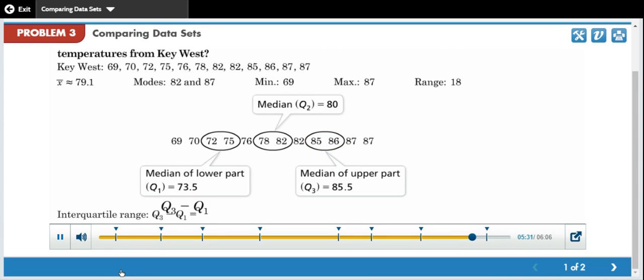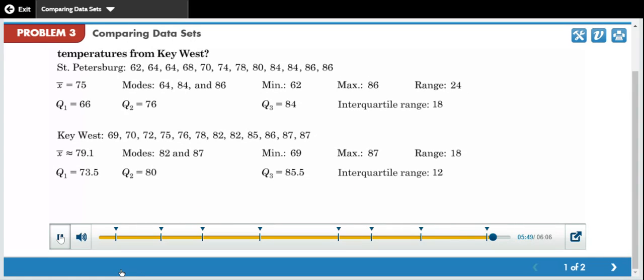Finally, find the interquartile range. So 85.5 minus 73.5 is going to give us an IQR of 12. The interquartile range is 12. Alrighty, so here's the data that we've compiled for Key West and also St. Petersburg. St. Petersburg being the first data set that we compiled, and Key West being the second data set that we compiled.